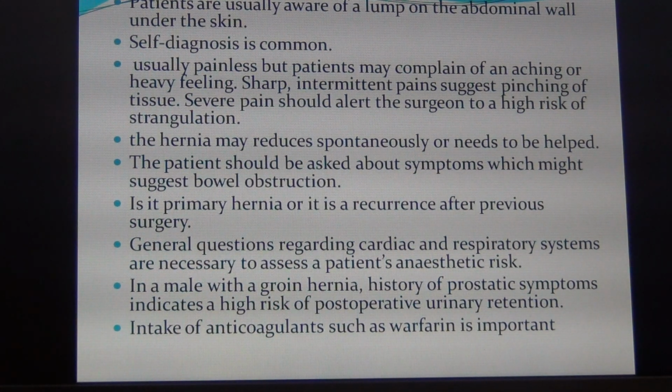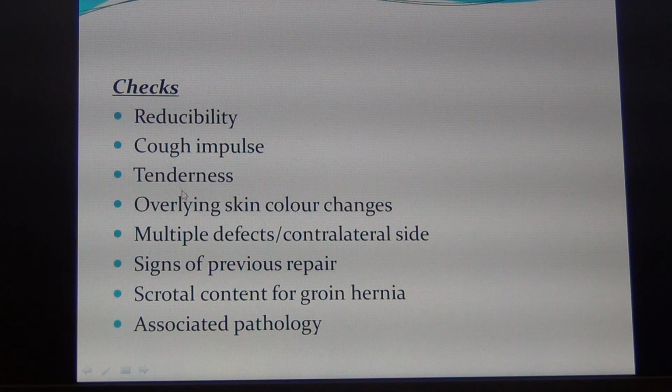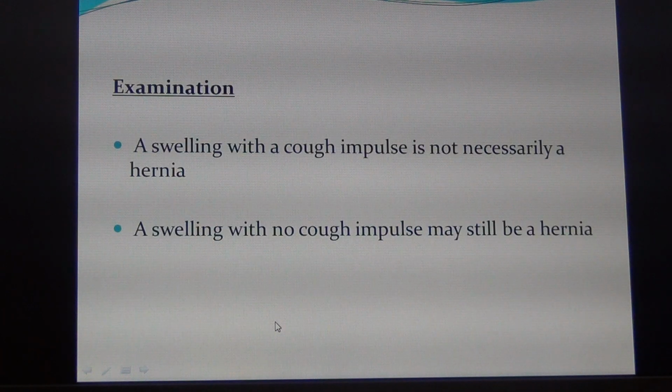The hernia may reduce spontaneously or need to be helped manually. The patient should be asked about symptoms which might suggest bowel obstruction, for example, vomiting, constipation, and so on. Ask whether it is a primary hernia, or occurrence after previous surgery, and general questions about the patient's job, cough, and other things. When you examine the hernia, check for reducibility, cough impulse, tenderness, overlying skin color change, multiple defects, signs of previous repair, scrotal content for groin hernia, and associated pathologies.